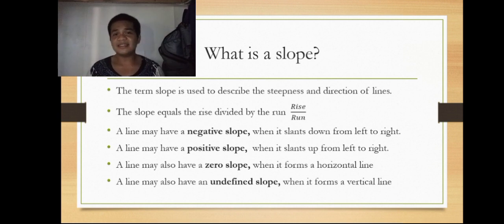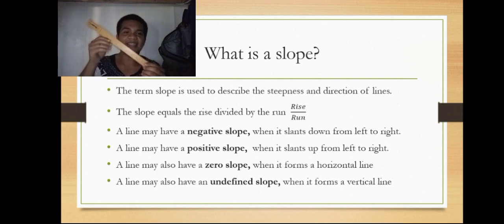There are four instances of how the direction of the lines affect the slope of the line. The first instance is that a line may have a negative slope when it slants downward from left to right. Suppose this is the line. For illustration, it slants downward from left to right. In this case, if you see a line that is just like this, then it may have a negative slope.